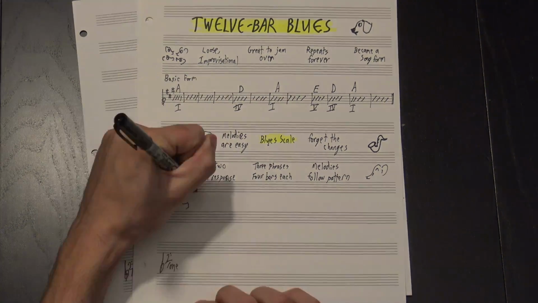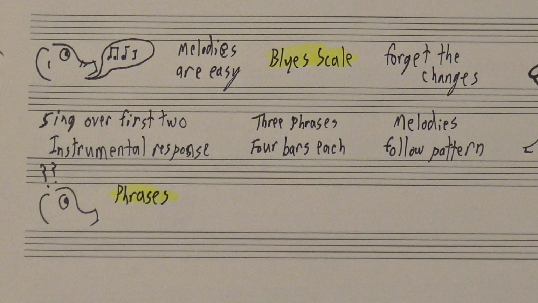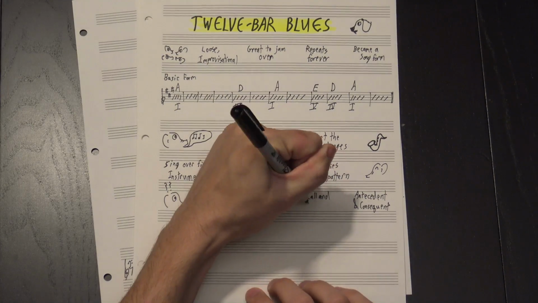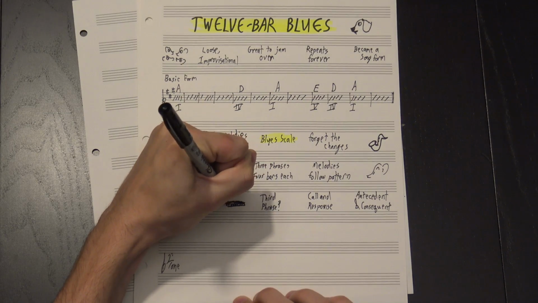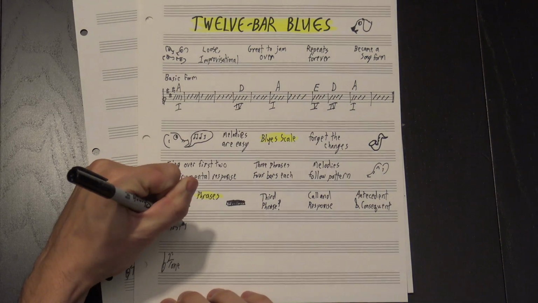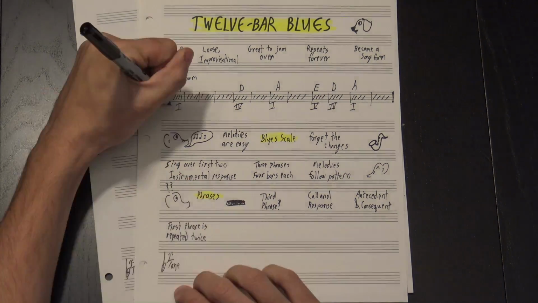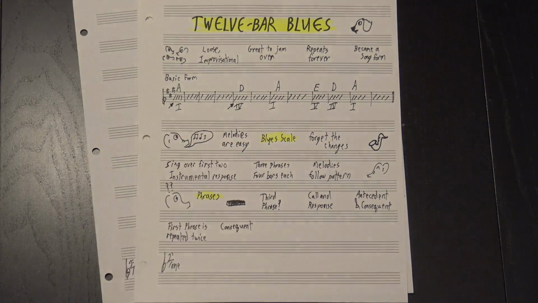But hold on, when we first talked about phrases, we said they came in pairs, the antecedent and consequent, or call and response. What does the third one do? Well, this is where we see another idiosyncrasy of the blues. The first phrase, the antecedent, is traditionally repeated twice here and here, with a consequent phrase happening here.